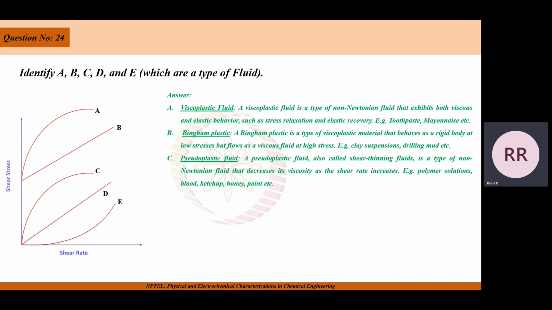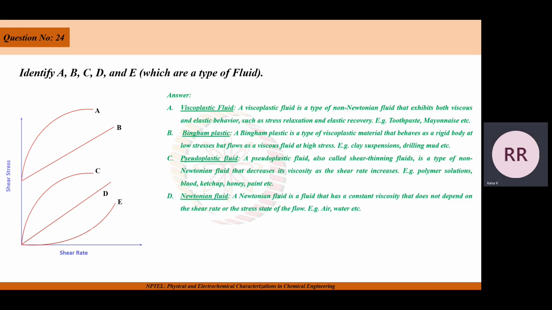Now let's move on to C. C corresponds to a pseudoplastic fluid. A pseudoplastic fluid is also a shear thinning fluid. It's a kind of non-Newtonian fluid that decreases its viscosity as the shear rate increases. As we can see from this, as the shear rate increases, shear stress initially increases drastically. But after a certain point, it does not saturate, it's actually decreasing. These kinds of materials are called pseudoplastic fluids. Some examples are polymer solution, blood, ketchup, honey, paint, etc.